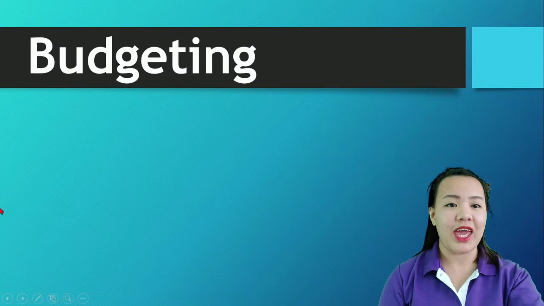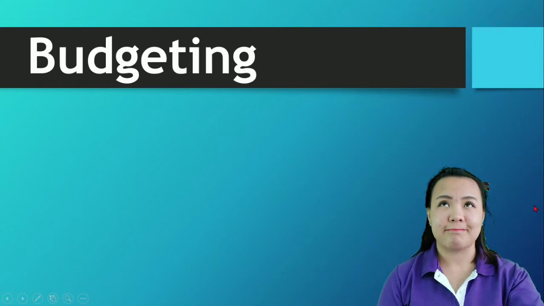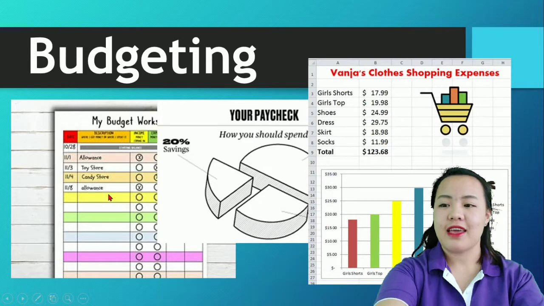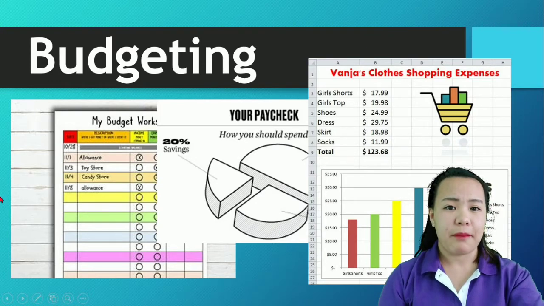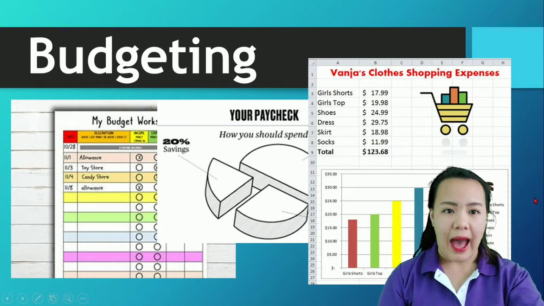Next will be budgeting. Here we can learn also budgeting our money. Next example. These are some examples of budgeting. This one, pie graph and graph. This helps us budget our money for a day. It helps us when we grow up.